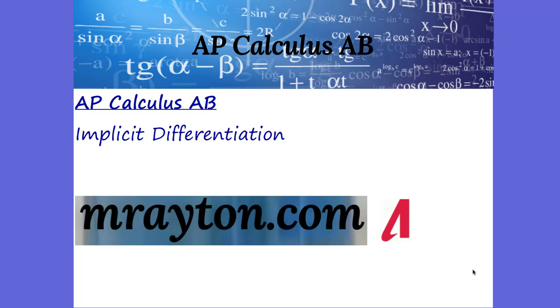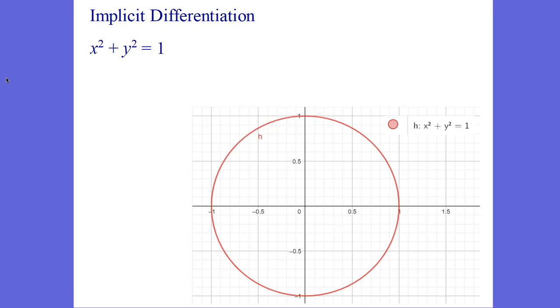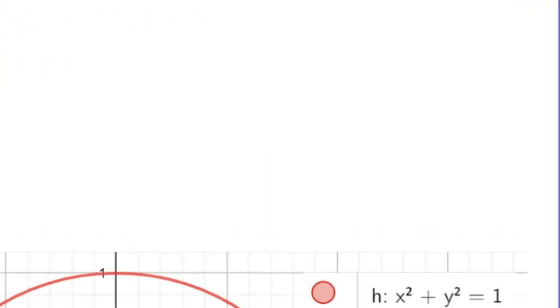We're going to be doing implicit differentiation. Implicit differentiation, it's a lot easier than it sounds, and it's a lot easier than it looks. So sometimes when we take a derivative of something, what are we really doing?